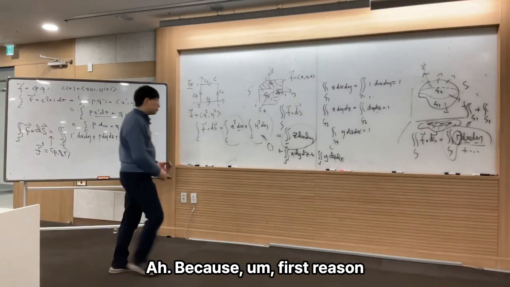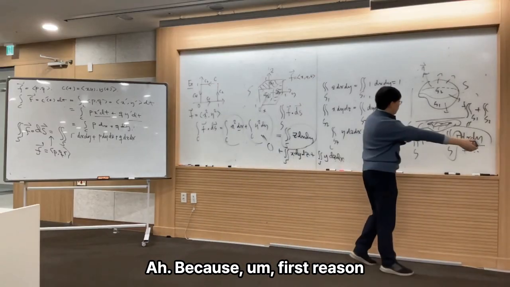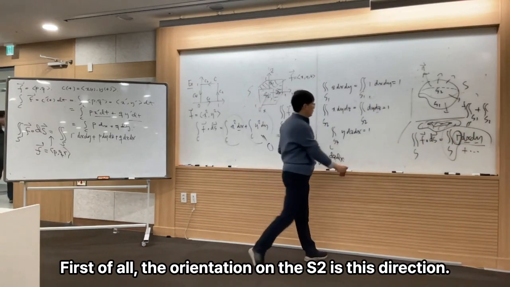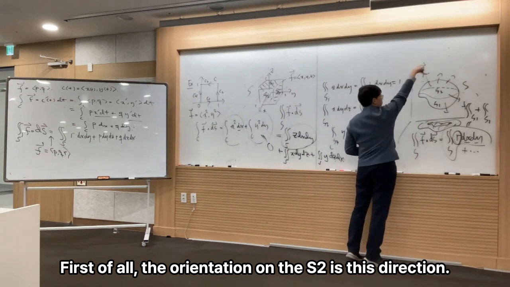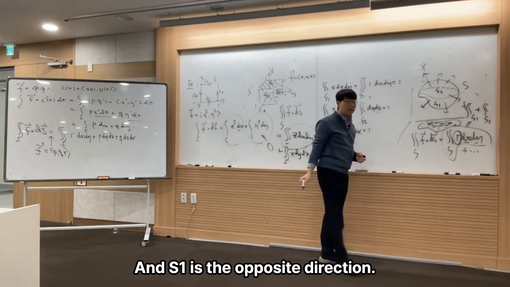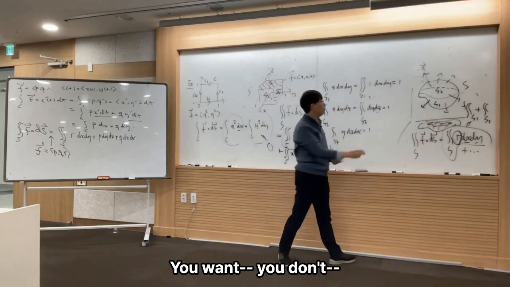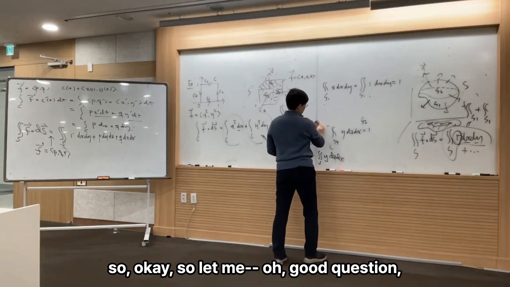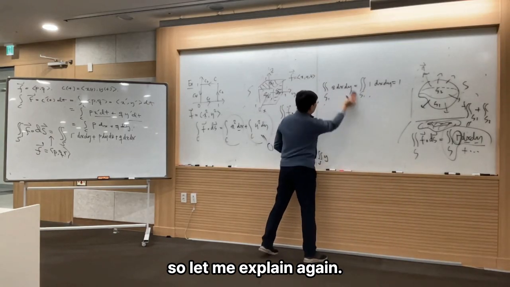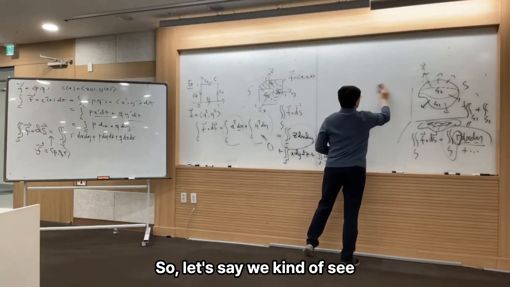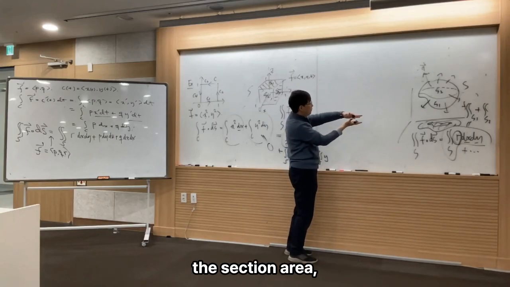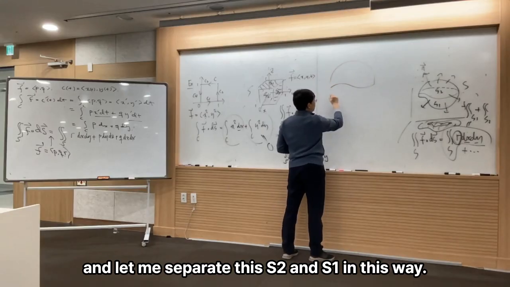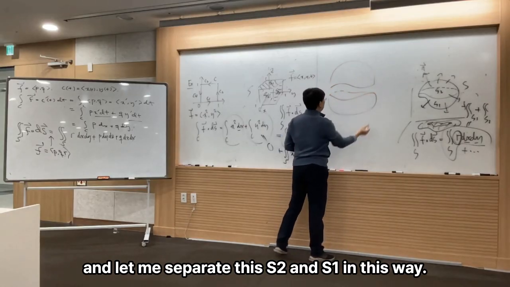The first reason is that it has a different orientation. The orientation on S2 is in this direction, and S1 is in the opposite direction. A good question, so let me explain again. Let's say we look at a section figure of this, and let me separate S2 and S1 in this way.